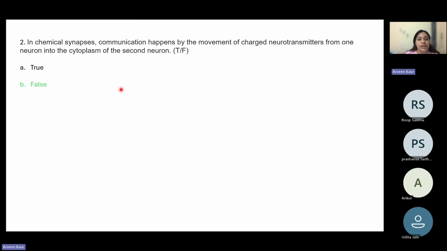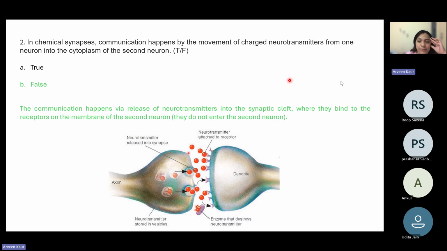It is false, right? The neurotransmitters are getting released. They are acting as ligands, as stimulants for opening ion channels, and it is these ions that are actually going inside. So communication happens via release of neurotransmitters into the synaptic cleft, where they bind to receptors on the membrane of the second neuron, but they do not enter the second neuron. They are just on the membrane, right?